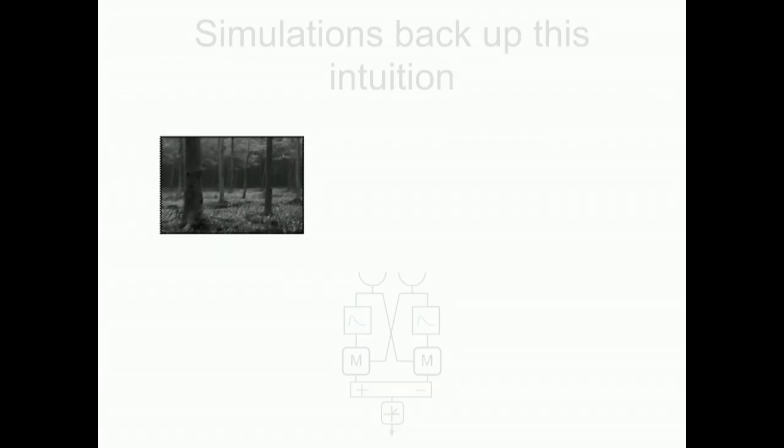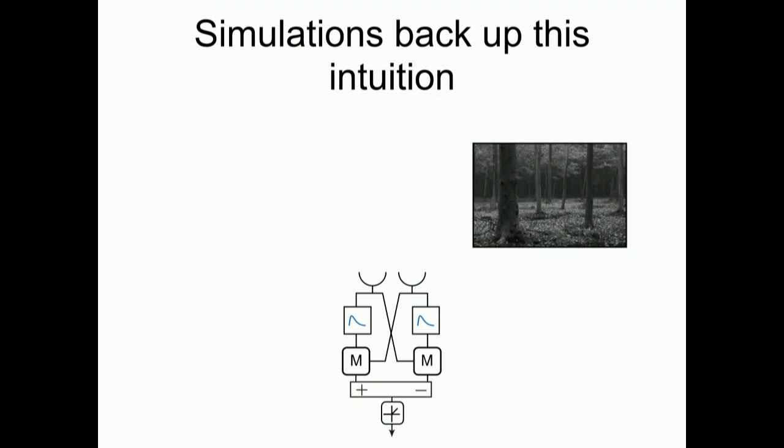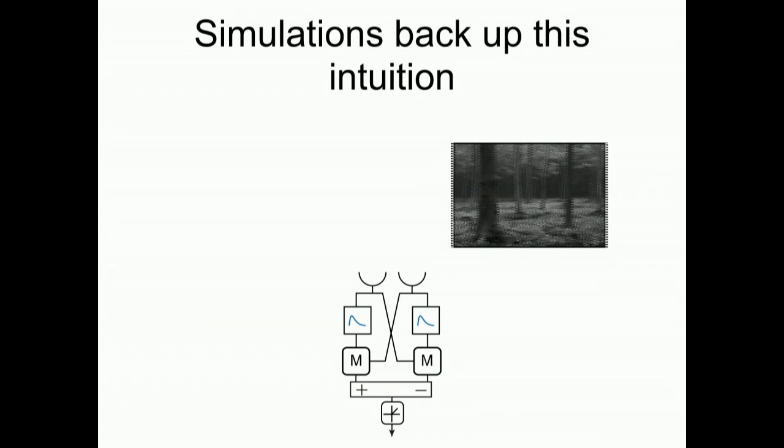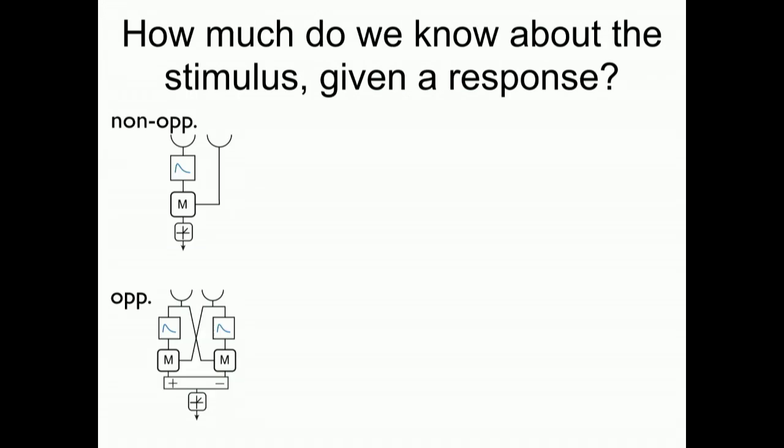To look at this more carefully, we did some simulations where we took natural scenes and slid them in front of different opponent and non-opponent direction selective models at different speeds. We had a distribution of speeds, we selected scenes at random, and we got an entire distribution of stimuli and responses. We want to ask, how much can we know about the stimulus velocity given a response?